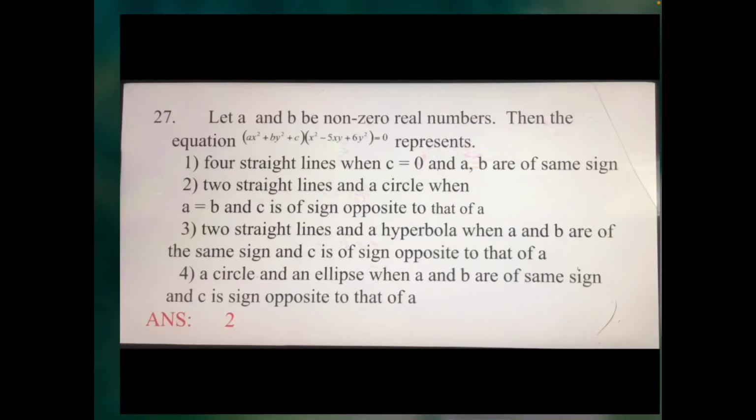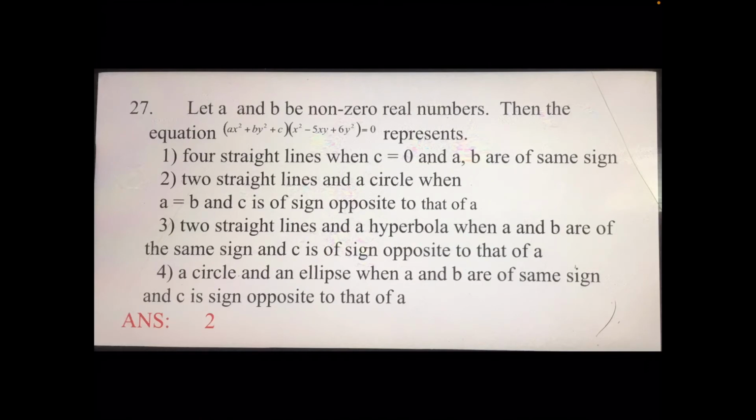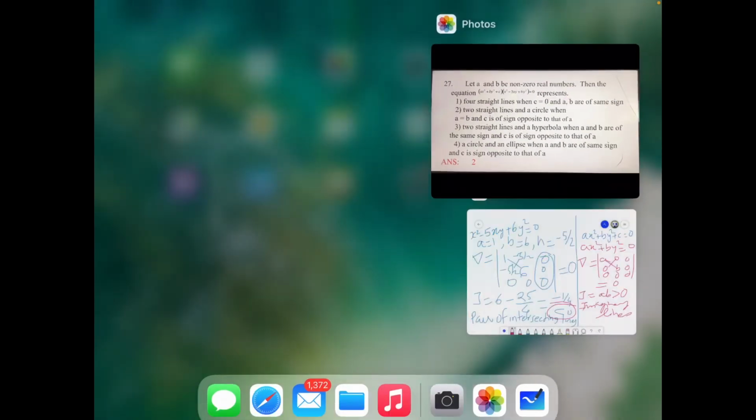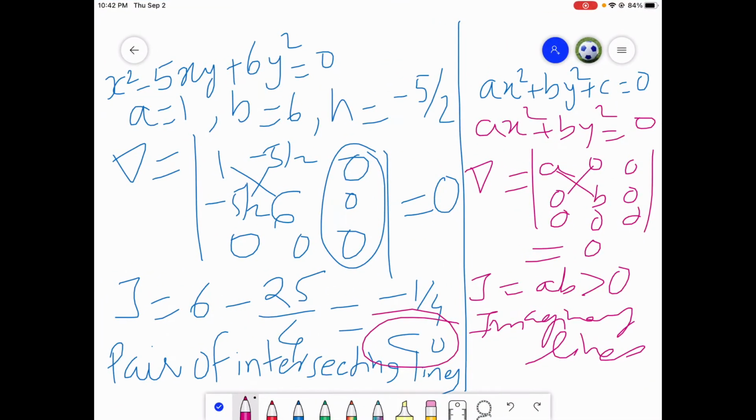So obviously when they say 4 straight lines, they mean 4 real lines, which is not true because 2 lines are real and 2 lines are imaginary when C is 0 and A and B are of the same sign. So now option 1 is also ruled out. Let's see option number 2. What do they say? 2 straight lines and a circle when A is equal to B and C is of a sign opposite to that of A. So A is equal to B. Let's talk about A is equal to B.